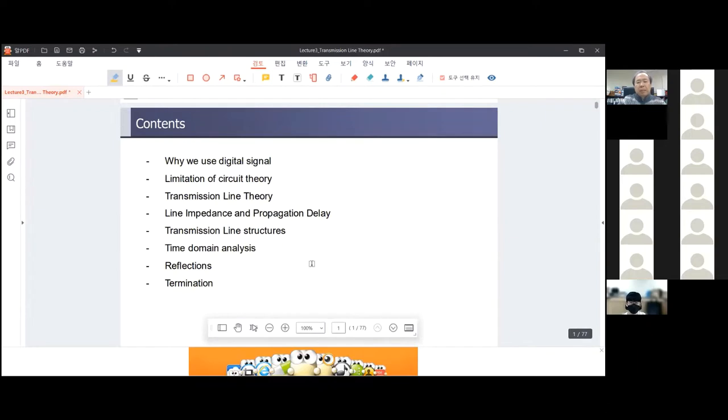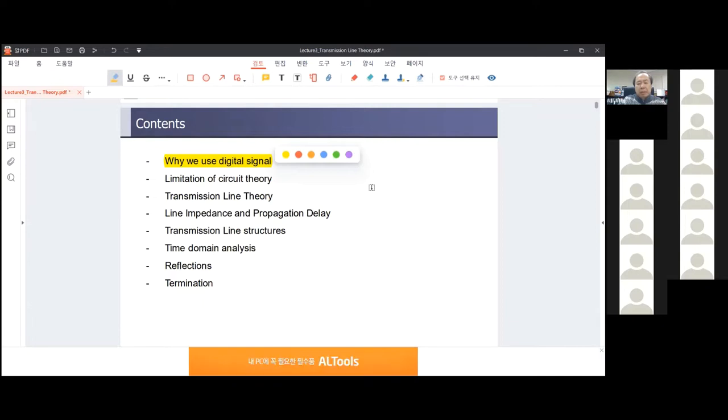This will be the contents and outline of our class today. I'm going to start by talking about why we use digital signal rather than analog signal. I personally believe that we're going to use more and more digital signal rather than analog signal. I'm going to talk about various background to explain why we are using digital signal more and more. Then I'm going to talk about the background theory to apply for high-speed signal design. In order to do that, I'm going to start with the limitations of circuit theory.